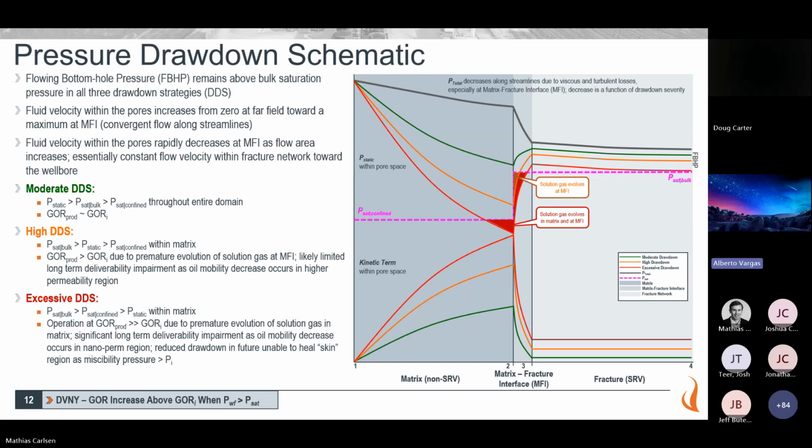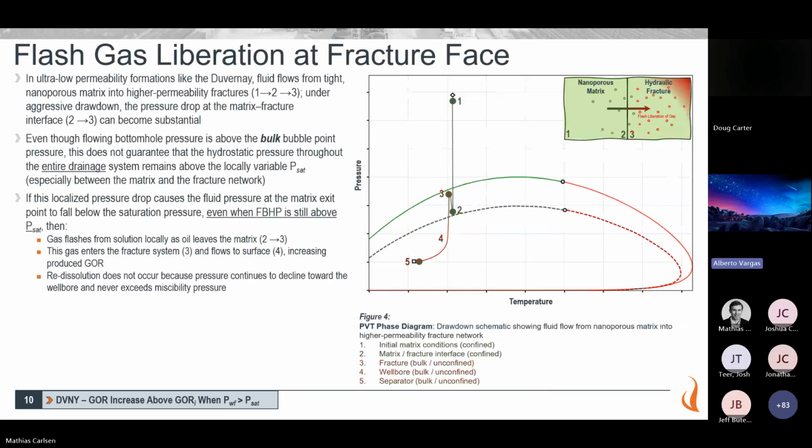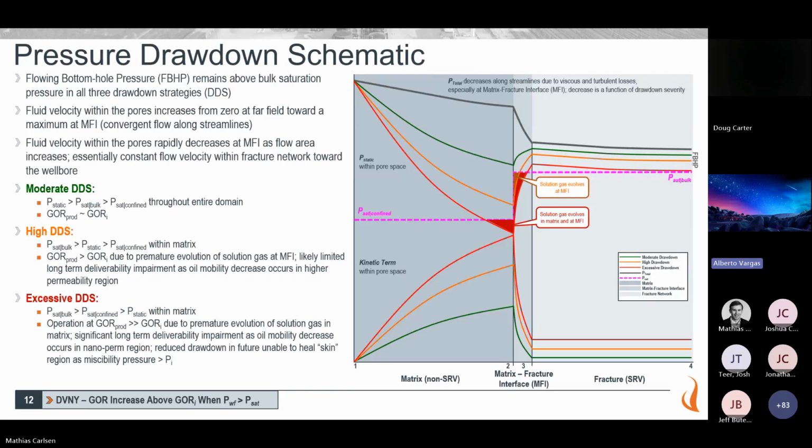We've got our matrix fracture interface, and then our SRV, and then a corresponding pressure profile with each of these. I've assumed we've got our bulk saturation pressure in the far field, and then within the matrix, the so-called confined saturation pressure. So as we're starting, the orange line here is potentially what ties to this schematic here. And then the same thing with the numbering that I've got here, the same numbering along the bottom.